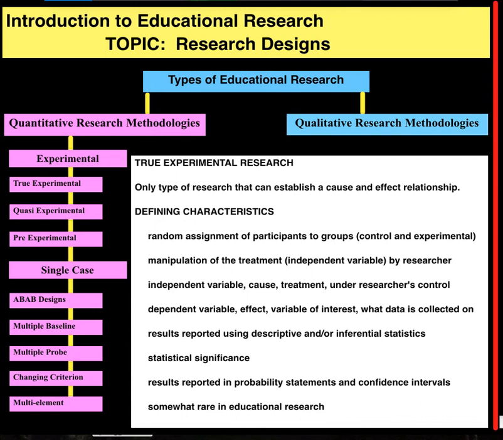The results of true experimental research are usually reported in descriptive and/or inferential statistics. We're looking for statistical significance. Results are reported in probability statements and confidence intervals. Remember, nothing is ever proved in research. Research indicates probability statements. And as I said earlier, this kind of research is relatively rare in education.